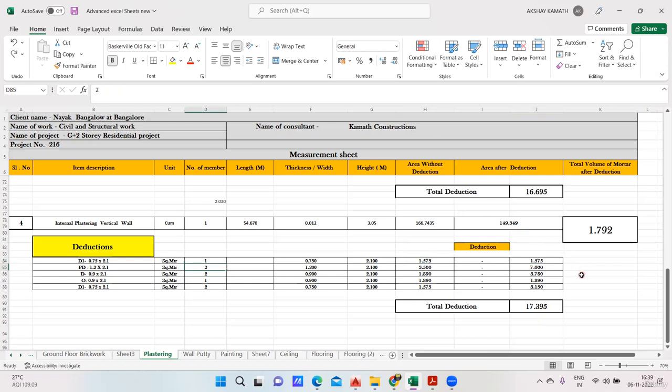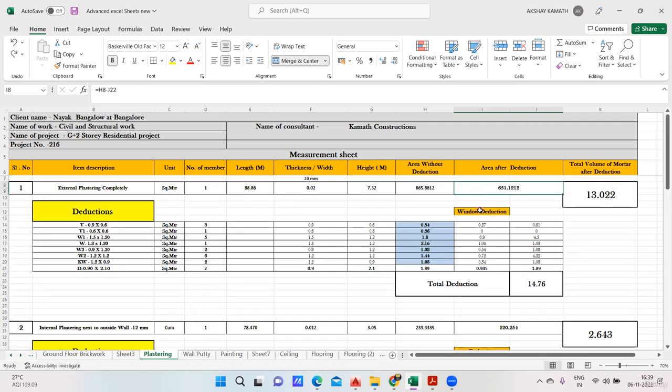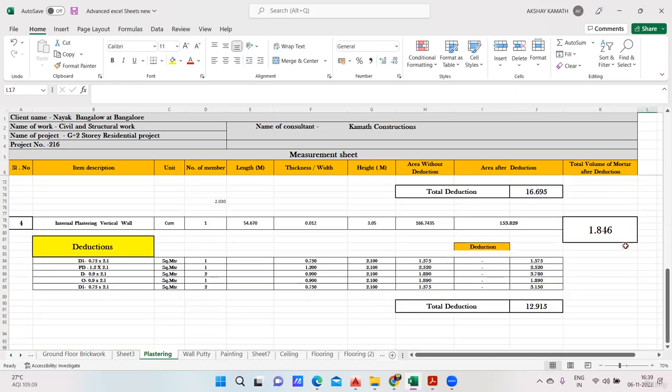This is not the value which I wanted. Okay, this was deduction. Now it's fine. So you do the calculations on your own.